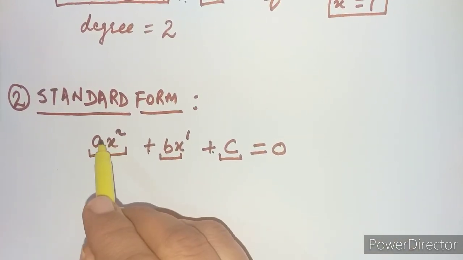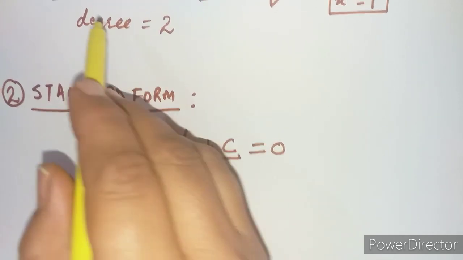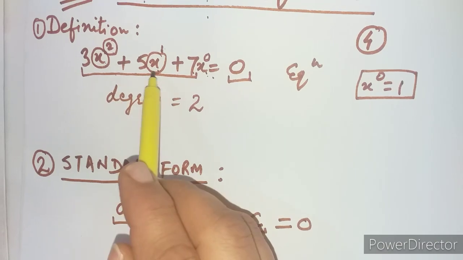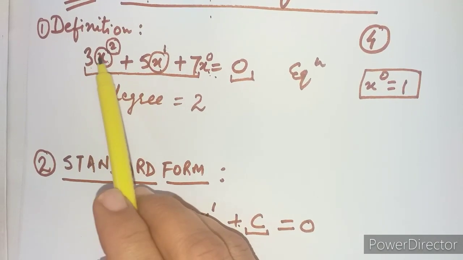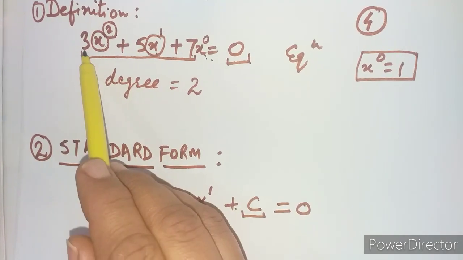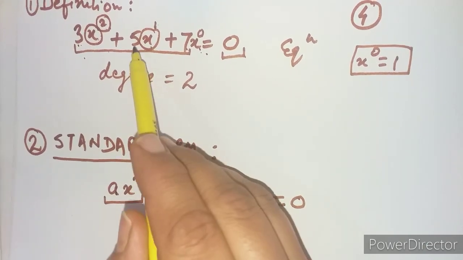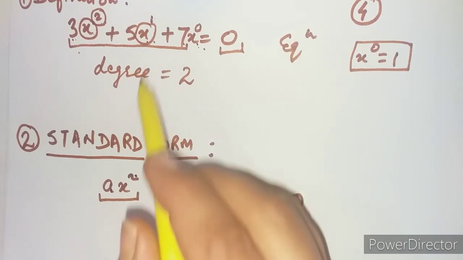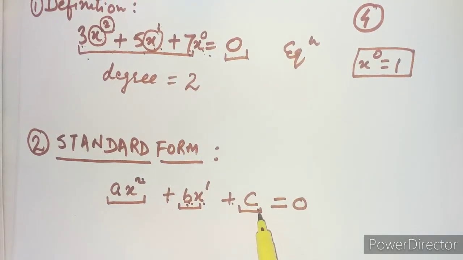Now what are these a, b, c? Just compare with the example I wrote in the starting. 3x square, ax square. Here a is this 3. So a is 3. What is b? bx is here 5x. So b is 5. And what is c? c was the 7 here, the constant term without any variable.